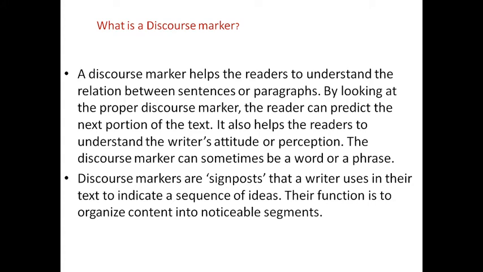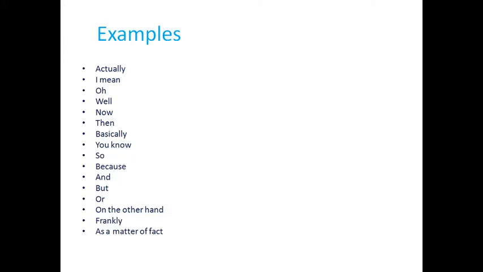Let us see some discourse markers. Examples: actually, I mean, oh, well, now, then, basically, so, because, and, but, or, on the other hand, frankly, as a matter of fact, to be honest, however, in spite of, despite of, accordingly, in contrast. So these are all examples of discourse markers.